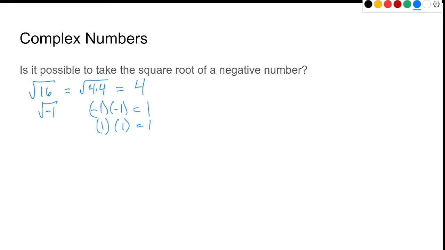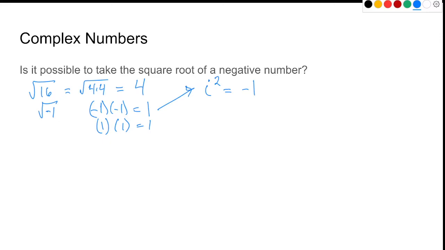So the way to make this possible is to creatively come up with a solution. We will just say there is a number that when you square it, it's equal to negative 1. We don't know what it is, so we'll call it an imaginary number because we're using our creativity at this point. So i is the imaginary number. Now we don't know exactly what i is, but we do know, because we defined it this way, that whenever we square i, we get negative 1.